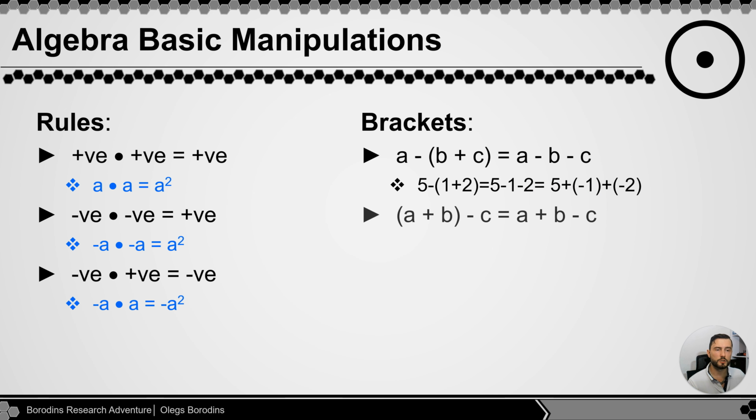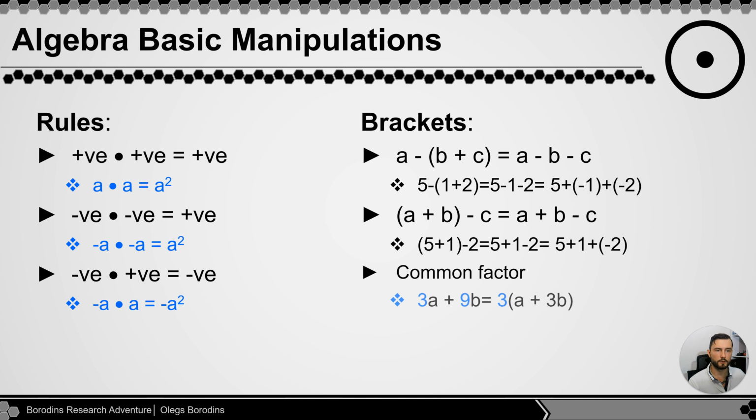The story changes when we have a plus b and then a negative c. So the brackets go first, and then we have a plus b minus c. In this example, 5 plus 1 brackets minus 2 will be 5 plus 1 minus 2. As you can see here, there is only one negative. It will be 5 plus 1 plus negative 2.